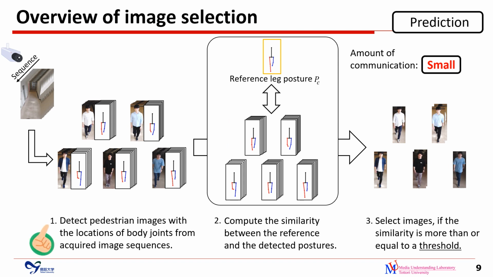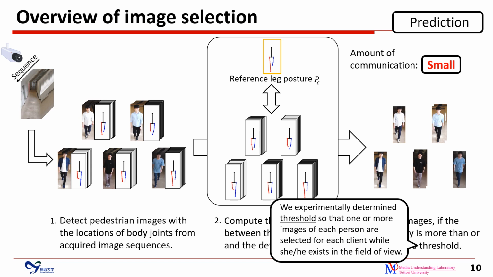First, we detect pedestrian images with the locations of body joints from acquired image sequences. Second, we compute the similarity between the reference posture and the detected postures. Finally, we select images for feature extraction if the similarity is more than or equal to a threshold. We experimentally determined thresholds so that one or more images of each person are selected for each client while she or he exists in the field of view.